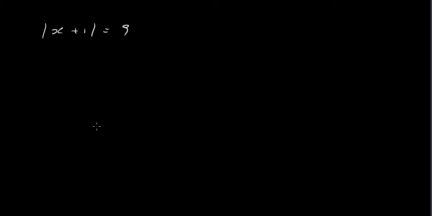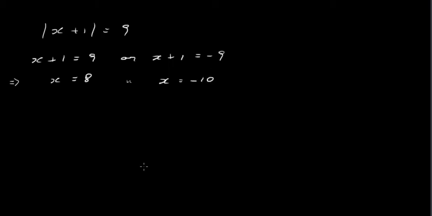Well, there are two ways of doing it, really. What you can do is say x plus 1 is equal to 9, or x plus 1 is equal to minus 9. What's inside here could be 9, or what's inside here could be minus 9. Well, let's just finish that off. Subtract 1 from both sides: x is equal to 8, or x is equal to minus 10.